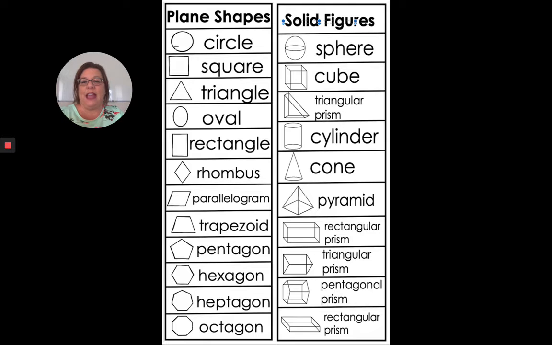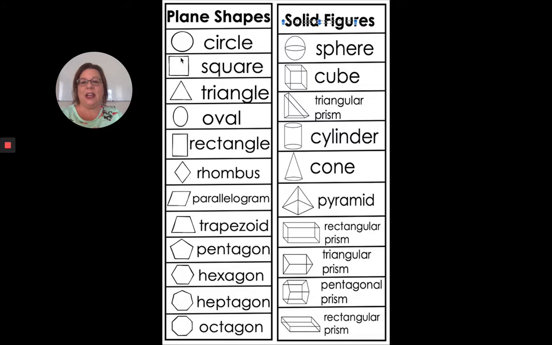The first shape we have is a circle. There are no straight lines. It is one continuous line that is curved. Let's spell the word circle. C-I-R-C-L-E. The word is circle.